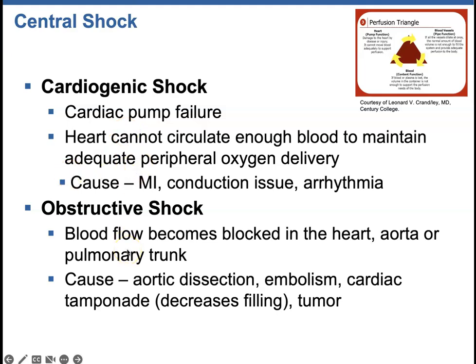Obstructive shock is going to be when blood flow becomes blocked in those vessels of the heart, or in the aorta, or the pulmonary trunk, or in those that are leading to the actual lungs. So causes of obstructive shock could be an aortic dissection, an embolism, right, a PE, or a cardiovascular embolism in the cardiac arteries, or what could also be happening is cardiac tamponade, when the actual heart itself filling is decreased because there's some kind of pressure on there, or you could have a tumor within the ventricles or the atria that is obstructing blood flow. So anything that obstructs blood flow in the heart or those immediate vessels coming off is called obstructive shock.